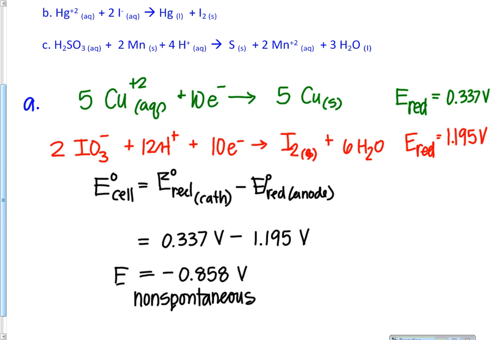We're not quite finished, however, because we do need to make this related to delta G. So here's your equation that you need to write down. Delta G is equal to negative N times F times E. And all of those variables are explained to you there.